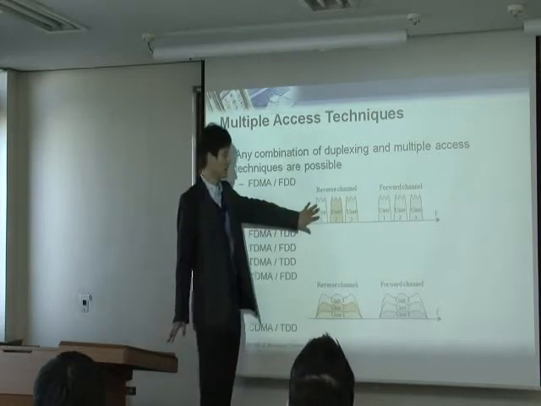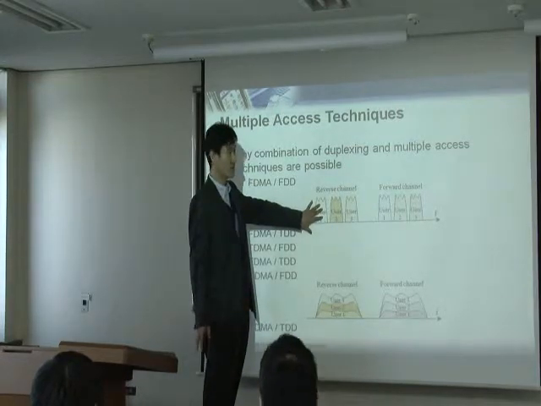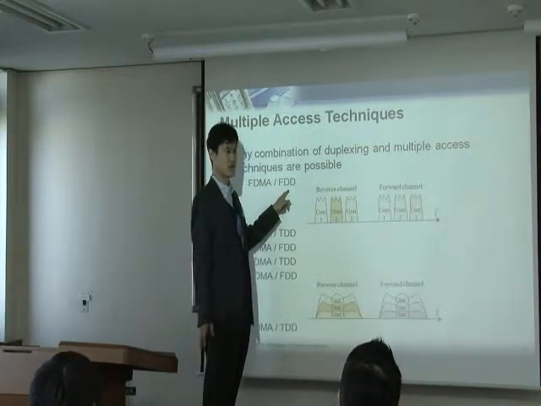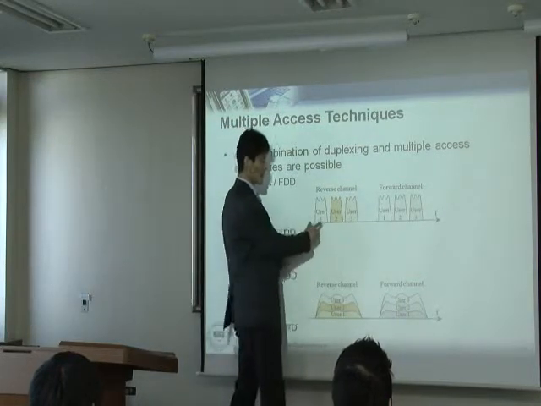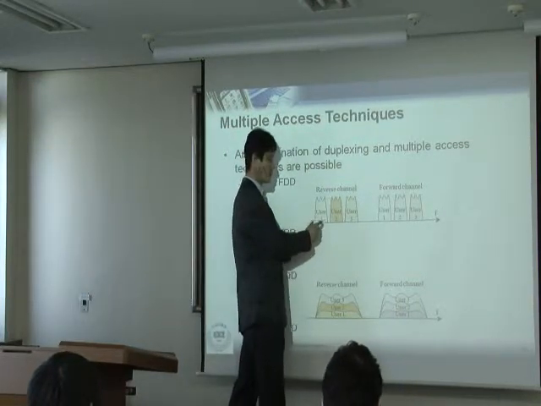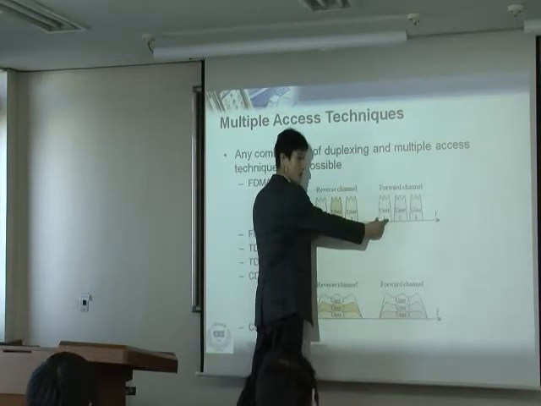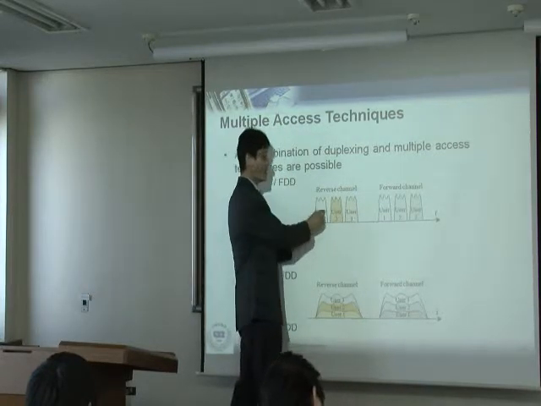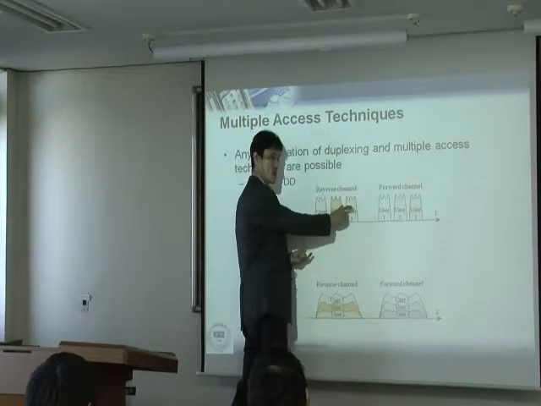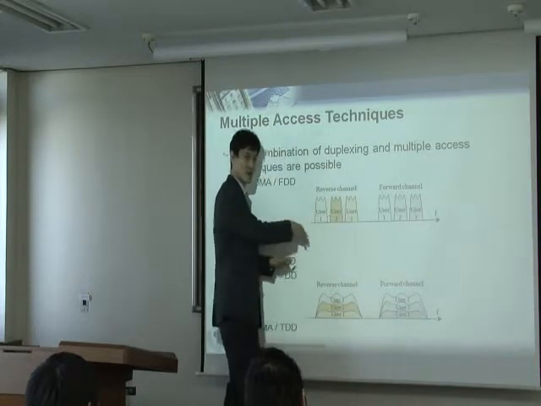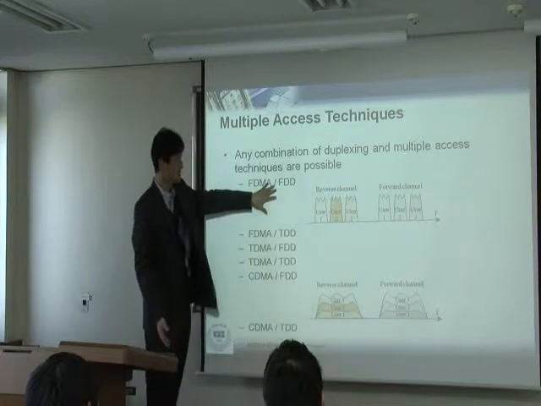For example, here, this is the case of FDMA, FDD. Why is that? Let's think about only one user, user 1. User 1 used these two, downlink and uplink, right? Therefore, it's FDD. And users are separated by frequency. Therefore, it's FDMA. Okay? So this picture shows you this case.